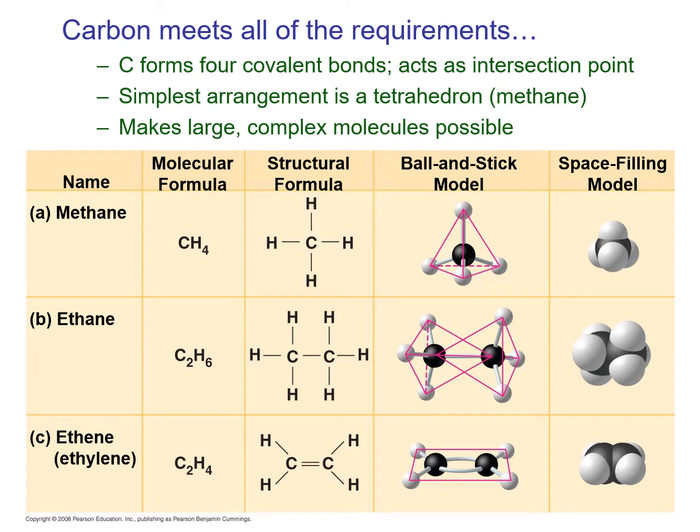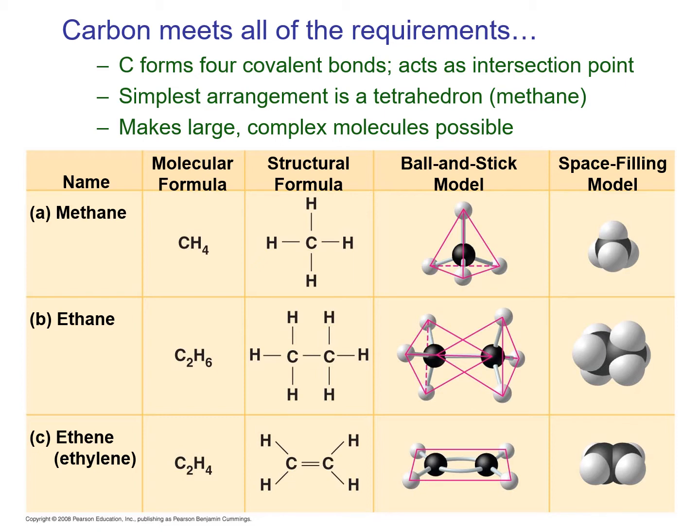And the reason for that is because it has 4 valence electrons. That makes carbon very versatile. So it only has 4 electrons in the outer shell. In order to be stable, it needs 8. And that means that carbon is capable of sharing 4 pairs of electrons with other atoms.